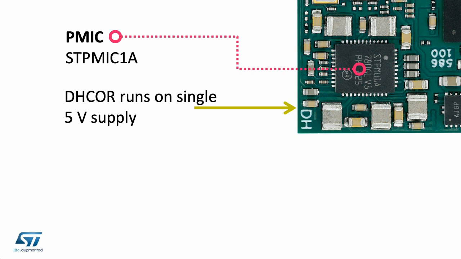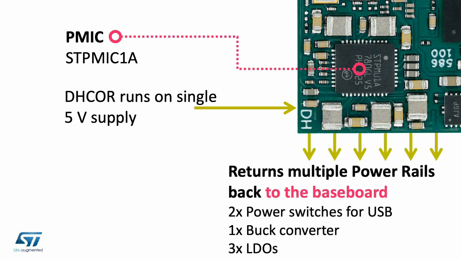But the ST PMIC1 is a quite powerful PMIC, and therefore we have multiple power rails which are also routed back to the baseboard. So for instance, you can make use of the USB power switches and use them for your USB ports on your baseboard. Or if needed, you can also make use of the additional buck converter or use the 3 LDOs and generate some voltage levels required for your specific use case.